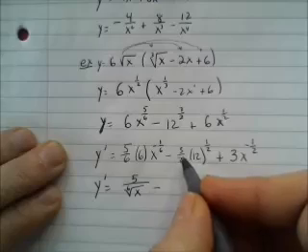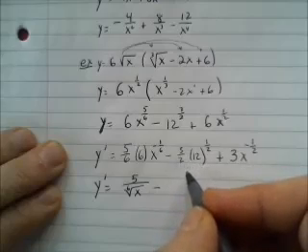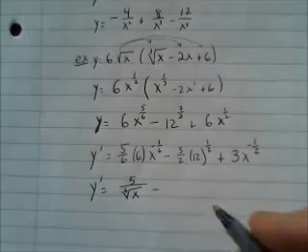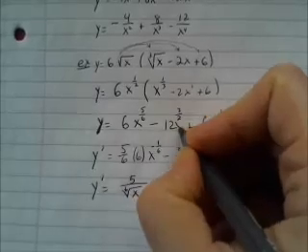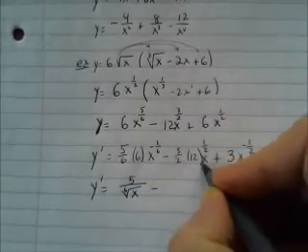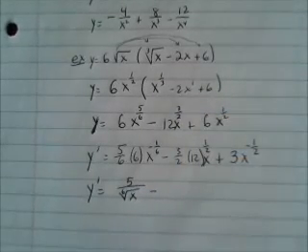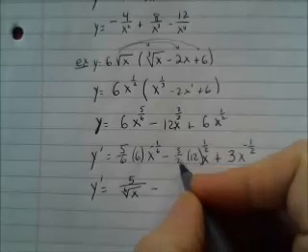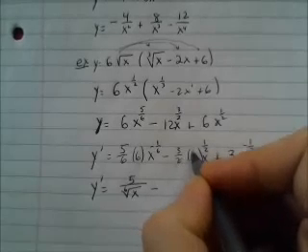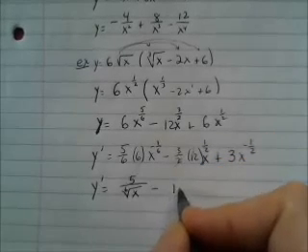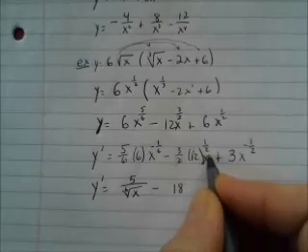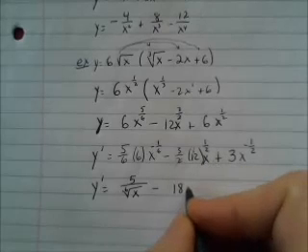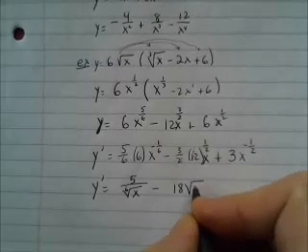Now we're going to multiply 3/2 times 12x. Whoops, I forgot my x here. Thought that looked funny. Well, 3/2 times 12 is 18. x to the 1/2 is the square root of x.